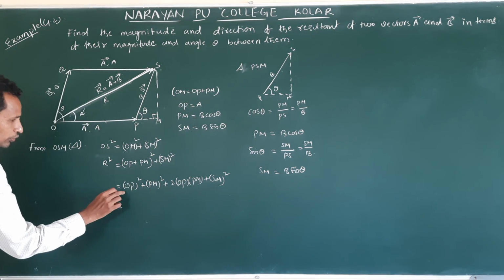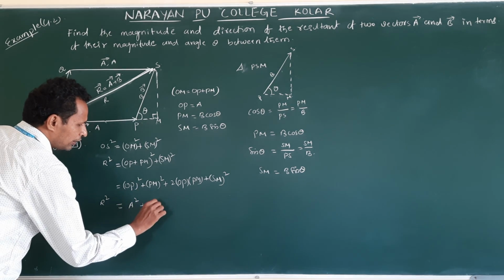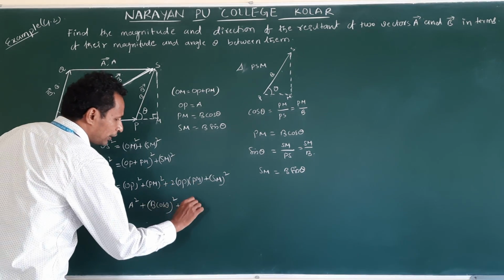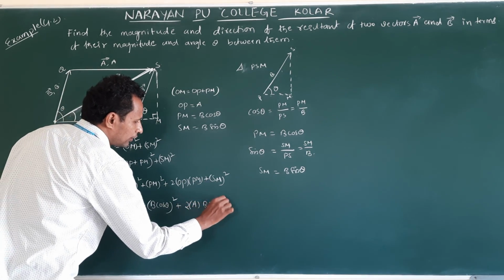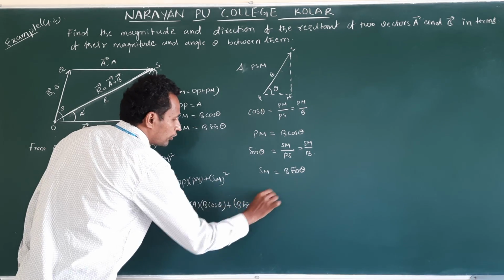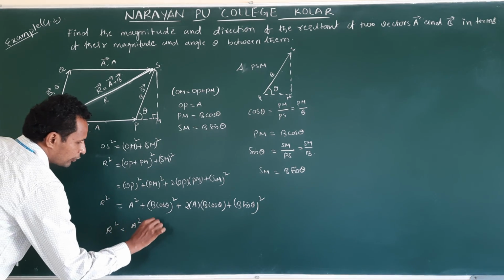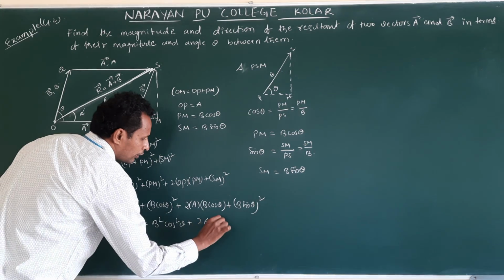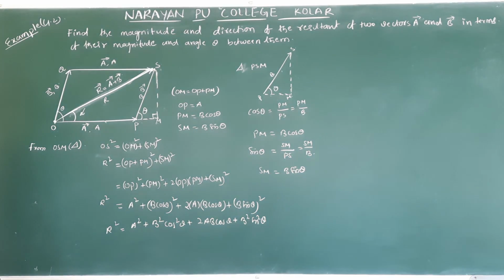Now R square is equal to, what is OP? A square. What is PM? (A plus B cos theta) whole square, plus, as it is, B sin theta whole square. Now R square is equal to A square plus B square cos square theta plus 2AB cos theta plus B square sin square theta.